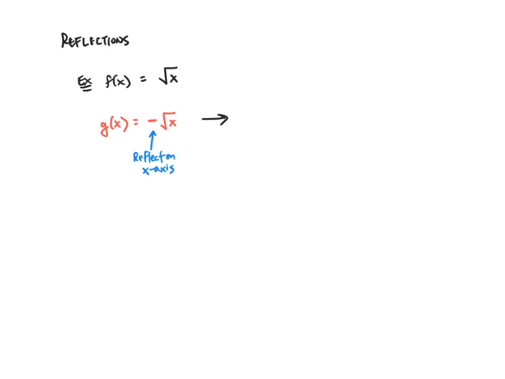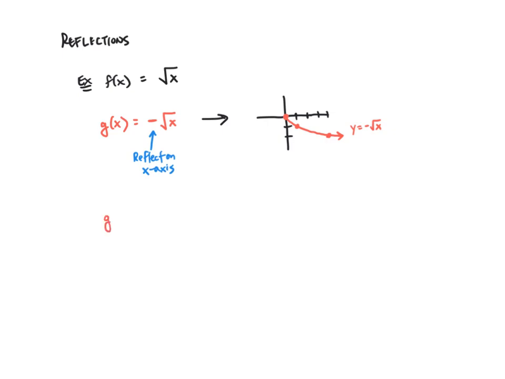So if I graph this thing, my original graph, I know what it looks like. Well, now I'm going to flip it over the x-axis. So it's going to be starting here. I'm going to go 1, 2, 3, 4, 1, 2. So I'm going to go 1 over 1 down instead of up, and 4 over 2 down instead of up. So this is going to be the graph of y equals negative square root of x.